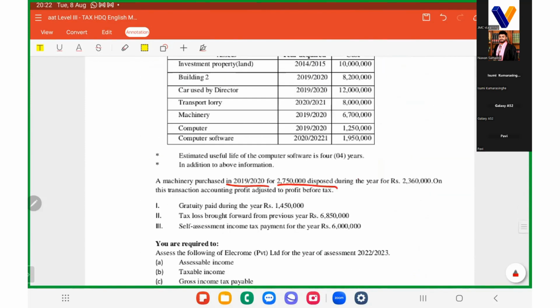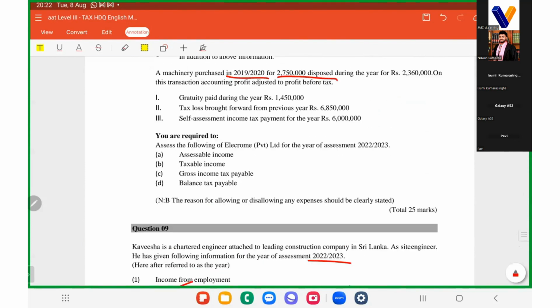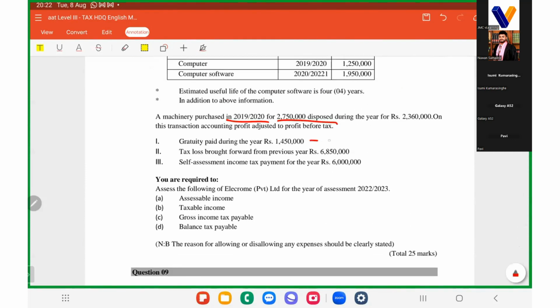Now you know, the gratuity paid during the year is allowed. Normally the gratuity provision is not allowed, but the gratuity paid is allowed. The tax loss brought forward from the previous year, that is Section 19. Section 19, the self-assessment, that is a tax credit.